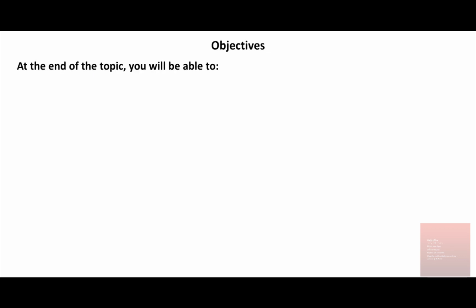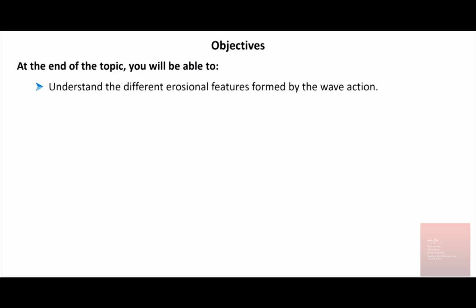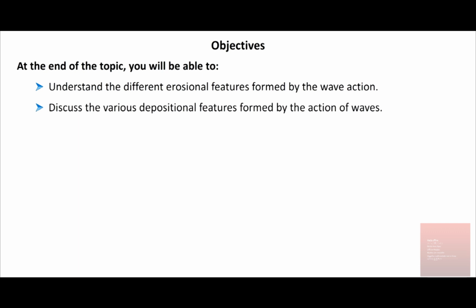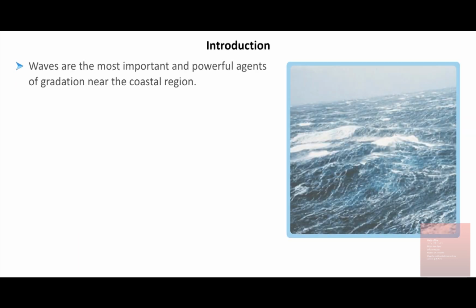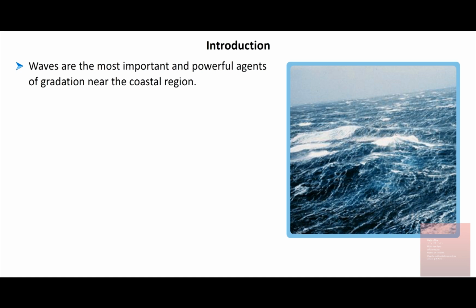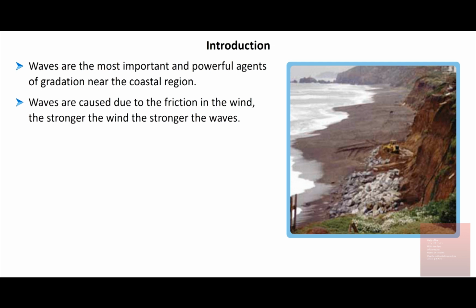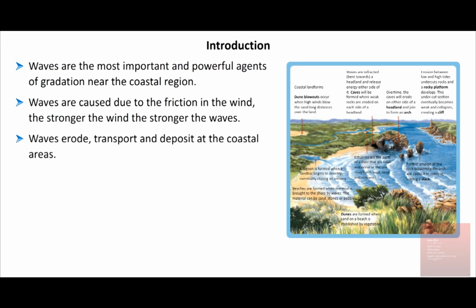At the end of the topic, you will be able to understand the different erosional features formed by the wave action, and discuss the various depositional features formed by the action of waves. Waves are the most important and powerful agents of gradation near the coastal region. Waves are caused due to the friction in the wind. The stronger the wind, the stronger the waves. Waves erode, transport and deposit at the coastal areas.